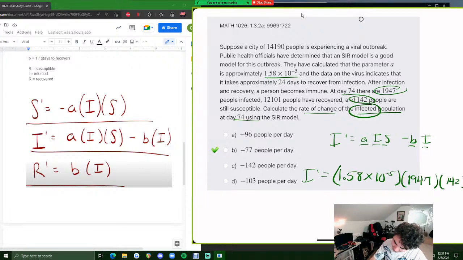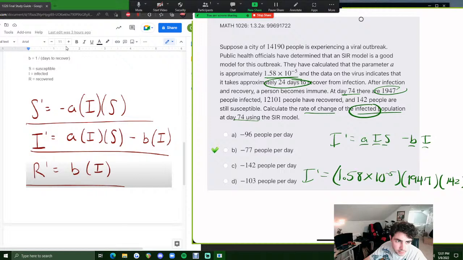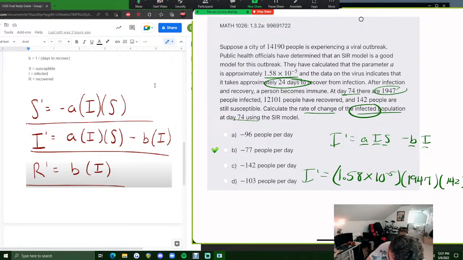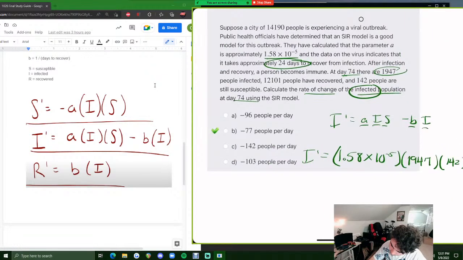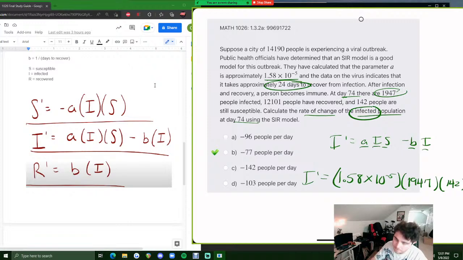All right, and then what else do we know? That many people were covered. I think that's it pretty much. And now we need B. What is B? B is always the number of days. I think I have it right here. You can kind of see it. 1 over the days to recover. And if it takes 24 days to recover, then B is 1 over 24. And again, we need our I value here. That is 1947. So now hopefully when we calculate this, we should have I prime.